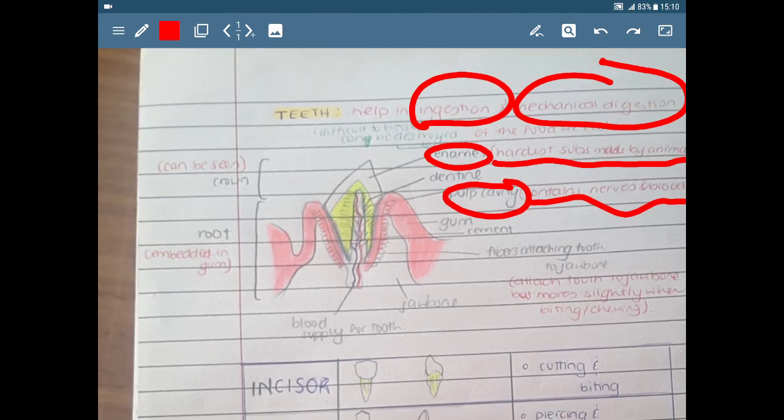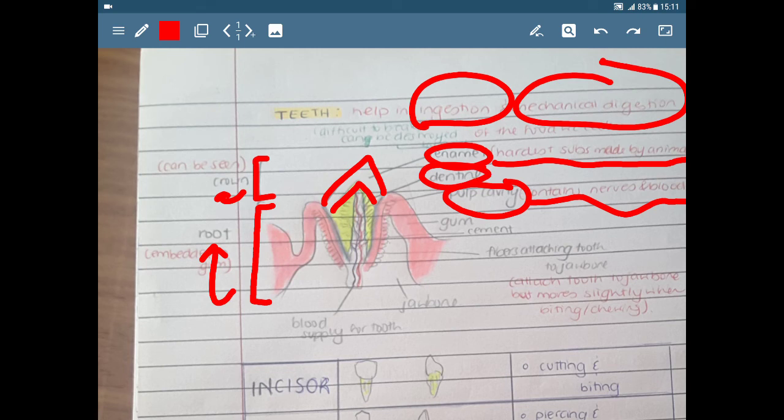This is the structure of a tooth. You have the part that we can see and the part which you cannot see. The part which you can see is called the crown. The part which you cannot see is called the root. The hard white substance is called the enamel. Inside there is a soft, I think spongy layer called the dentine. It has a lot of air spaces in between.